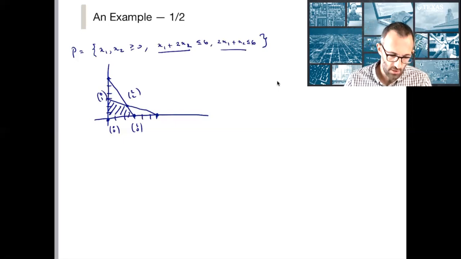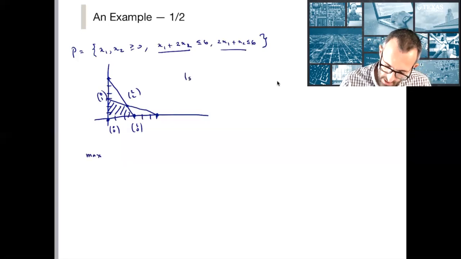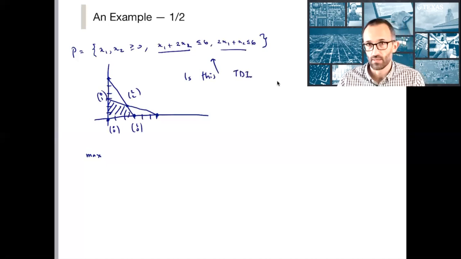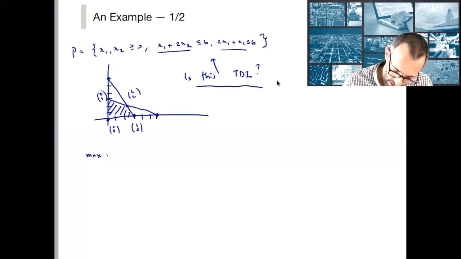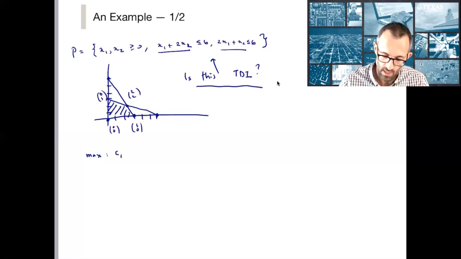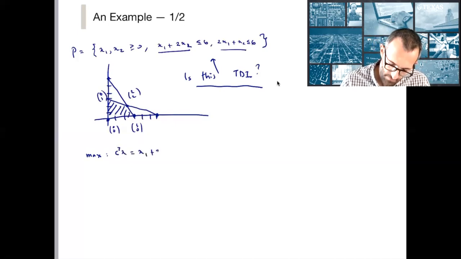Okay, so now let's use the definition. The question is this, and again, when I say this, I mean this description, not the polytope. TDI is a property of A and b, not a property of P. Is this TDI? This is our question. So now let's do what we need to do. We need to look at max of c^T x. And I'm going to look at a particularly easy c, (1, 1). So max of x1 + x2 subject to these constraints.